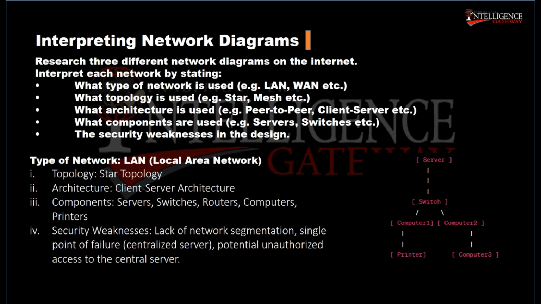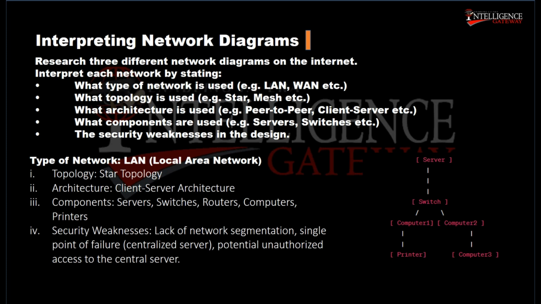Interpreting network diagrams. Research 3 different network diagrams on the internet. Interpret each network by stating what type of network is used, e.g. LAN, WAN, etc. What topology is used, e.g. star, mesh, etc. What architecture is used, e.g. peer-to-peer, client server, etc. What components are used, e.g. servers, switches, etc. The security weaknesses in the design.